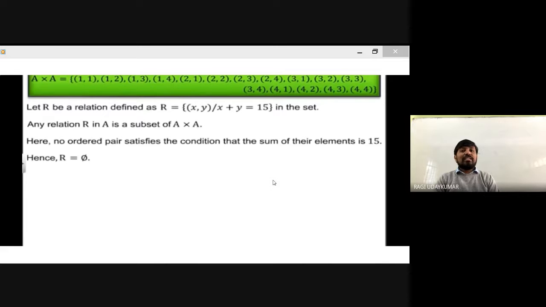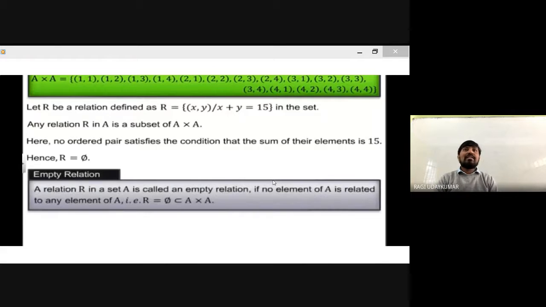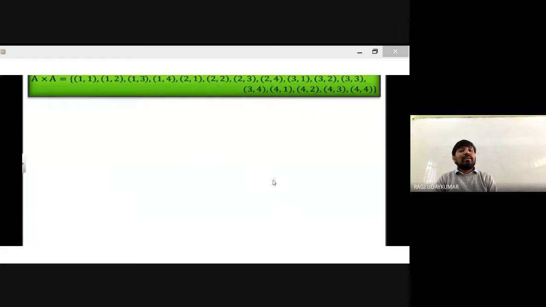A relation is also a set. What is that? It is a subset of the Cartesian product of the two sets. So here is the empty relation definition: a relation on a set A is called an empty relation if no element of A is related to any element of A. That is called an empty relation.